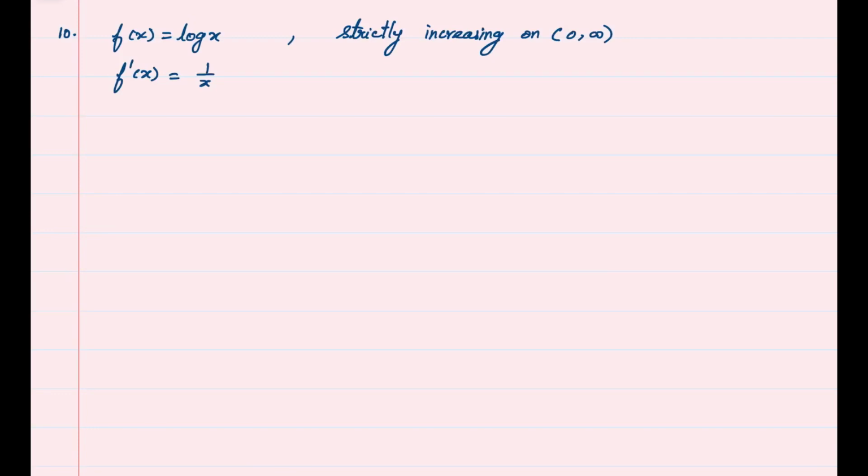Question number 10. Prove that the logarithmic function is strictly increasing on open interval 0 to infinity. Let us find f dash of x. Differentiation of log x is 1 upon x. We cannot equate this to 0 because we will get 1 equal to 0. That means f dash doesn't become 0 at all. Now, if you see the interval, open interval 0 to infinity, for all values from this interval, 1 by x is greater than 0, for all x belonging to open interval 0 to infinity. Therefore, f of x is strictly increasing on open interval 0 to infinity.